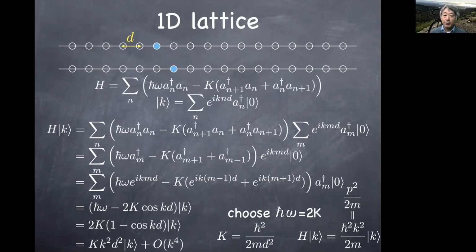But anyway, this is how you take this plane wave state to be the eigenstate of the Hamiltonian. And by making sure that the eigenvalue turns into the familiar form of p squared over 2m, we could relate these parameters omega and K to something we know, namely the mass of the particle. And then you know how to take the continuum limit so that you can find the correct Lagrangian of a free particle moving in continuum space at the end of the day. So that's the strategy we are taking.